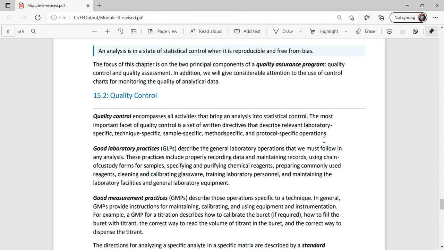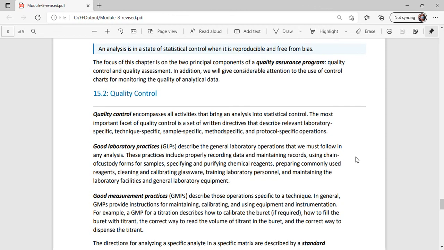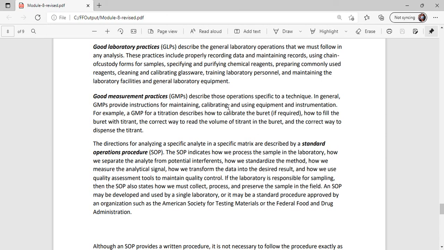Now you have your good laboratory practices or your GLPs. Okay? This describes the general laboratory operations that we must follow in any analysis. These practices include properly recording your data and maintaining your records, using chain of custody forms for your sample.